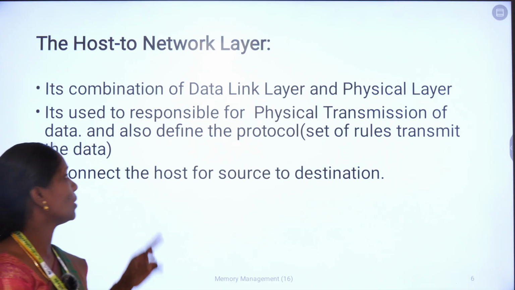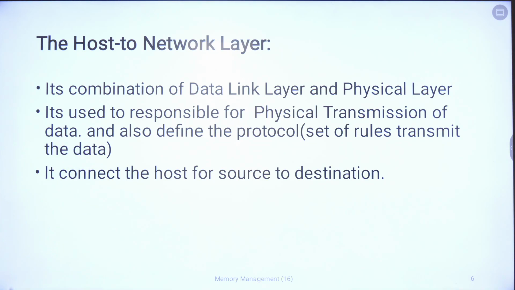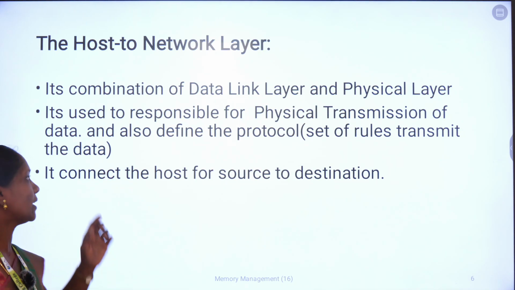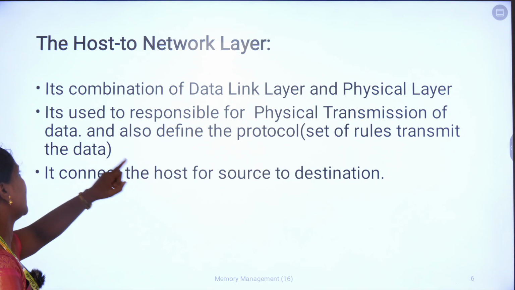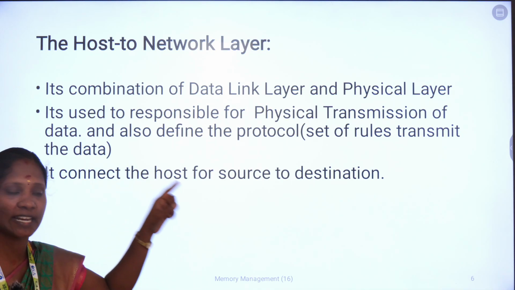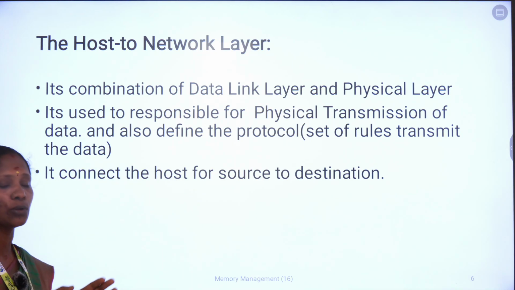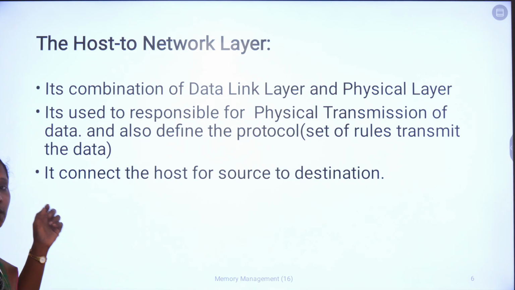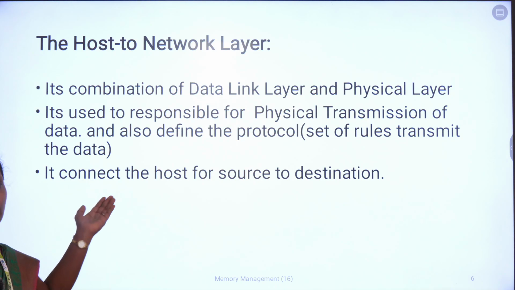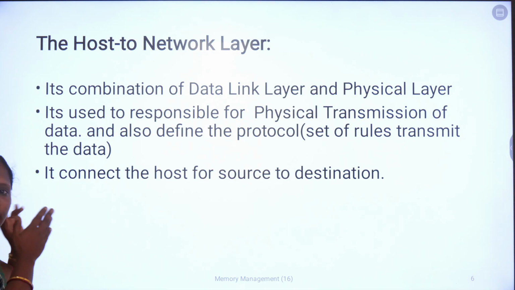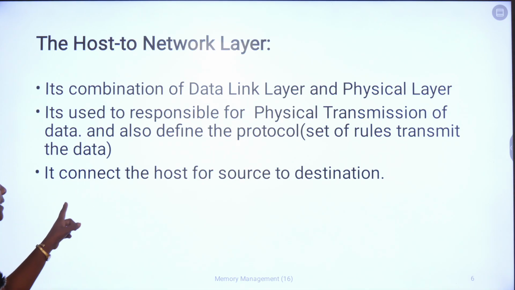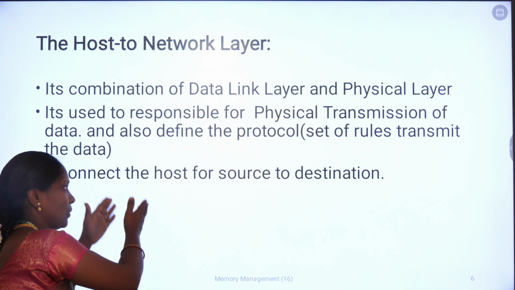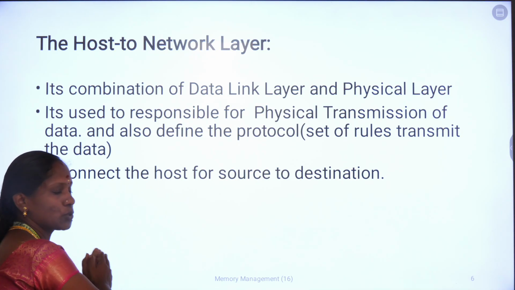First of all, we see the host to network layer. What does the host to network layer mean? It is a combination of the data link layer and the physical layer. It is responsible for the physical transmission of the data and also defines the protocols. We already know that a protocol is a set of rules for transmitting data. The IP address is one of the protocols of computer networks. It connects the hosts, from source to destination, because we have a number of pieces of information to transfer from source to destination.